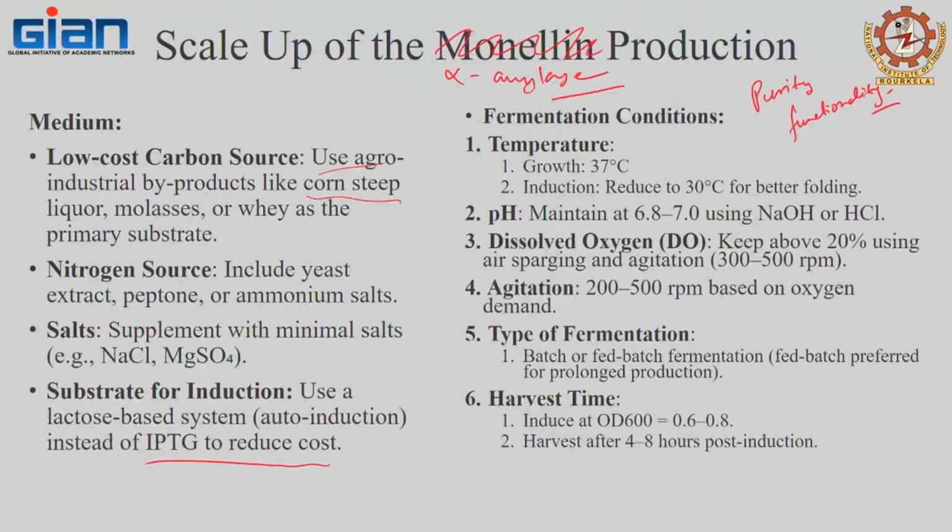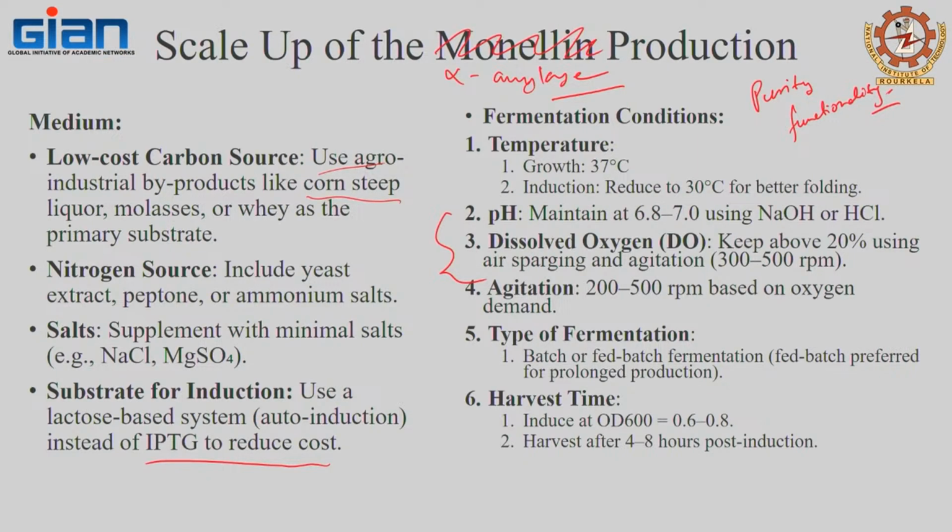Dissolved oxygen is also required. We have to keep it at about 20% using air sparging, and agitation of almost 300 to 500 rpm has to be provided, and during the induction stage it is 200 to 500 rpm based on the oxygen demand.